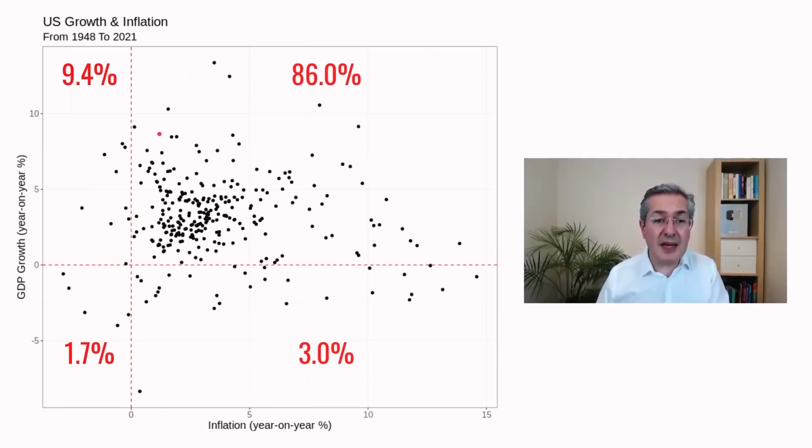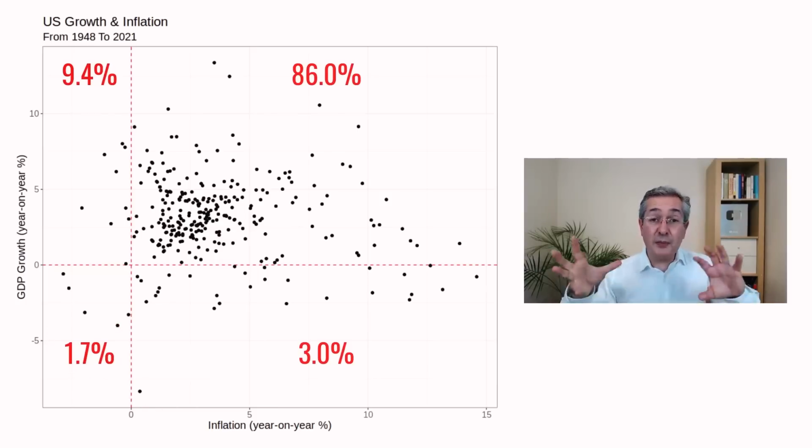Most of the time is spent with positive growth and positive inflation. That's where the US economy is almost 90% of the time, in fact. Positive growth combined with deflation makes up another 9% of the time. And then for a tiny fraction of the time, we have contraction, so falling GDP, or contraction combined with deflation, which is very rare indeed.